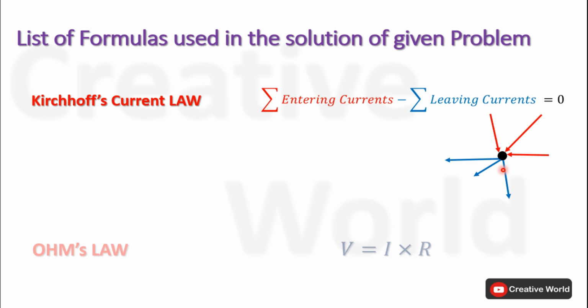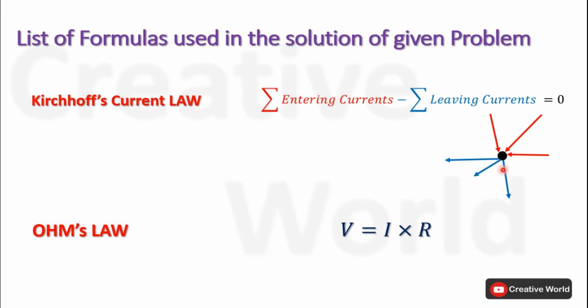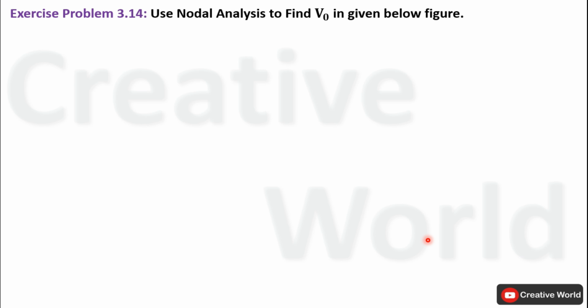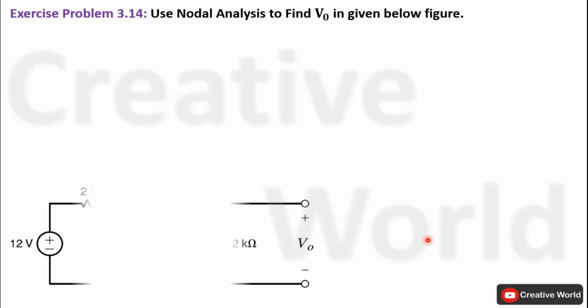We also will be using Ohm's law. According to this law, voltage across any resistance R is equal to the product of current through it and the value of resistance itself. Now move towards the problem. Exercise problem number 3.14. Use nodal analysis to find the value of voltage V0 in given below figure.